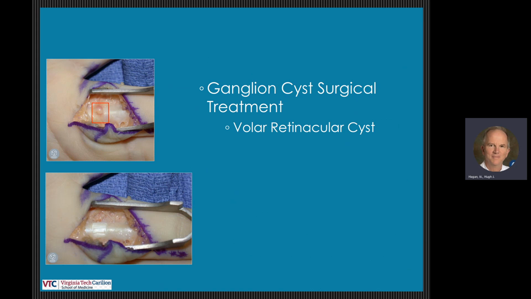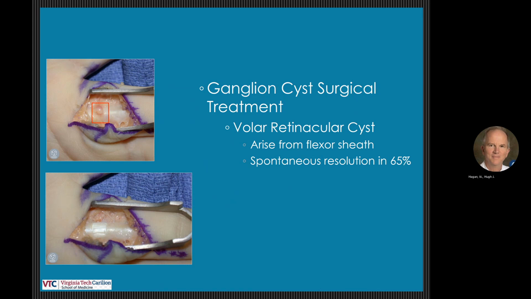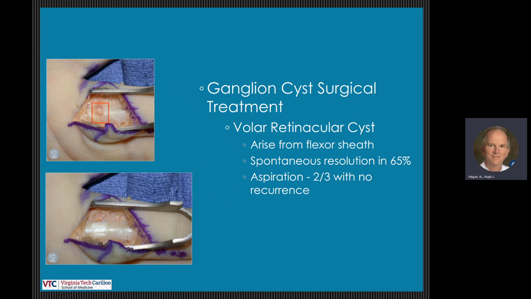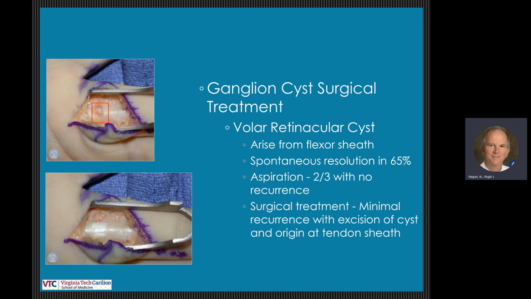Surgical treatment for volar retinacular cysts, which arise from the flexor tendon sheath, needs to be tempered by the knowledge that these can spontaneously resolve in over half of the cases. If you aspirate it, about two-thirds of them will go away completely. And in surgical treatment, there's very minimal recurrence as long as you excise the cyst and its origin with a patch of the flexor tendon sheath. Typically, if you excise one of these with the tendon sheath and turn it over, you'll see the little hole from which the cyst arose.